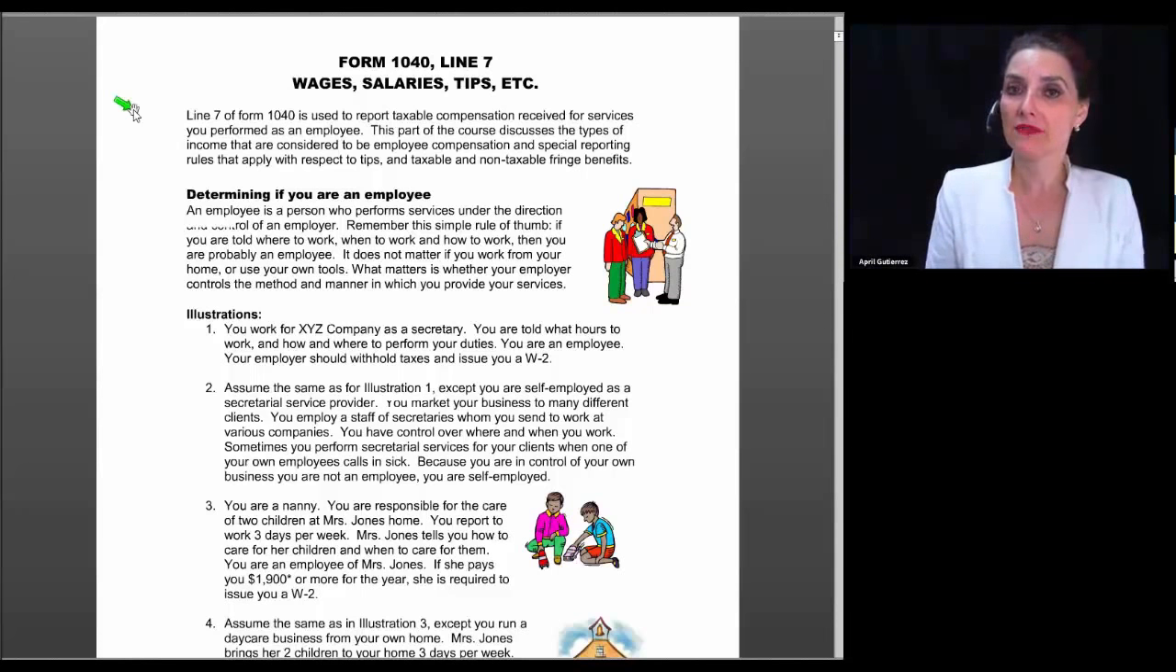So we're going to look at the definition of an employee and also some of the little things that employers might be doing to try and navigate around payroll taxes when they shouldn't, and some of the options that you might have available with a client when you run across this.